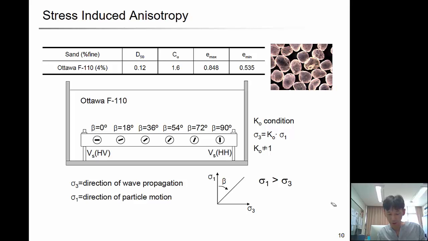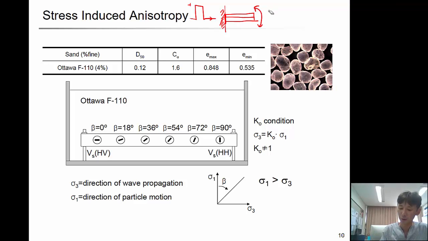Okay, stress-induced isotropy. This is a very interesting experiment with the bender element, and bender element is like this kind of plate, and that shake like this with the cantilever beam shape, and at the one end is fixed and the other end is free. So when you apply some volt here, then it moves like up and down. So then it propagates shear wave. And it's like a plate.